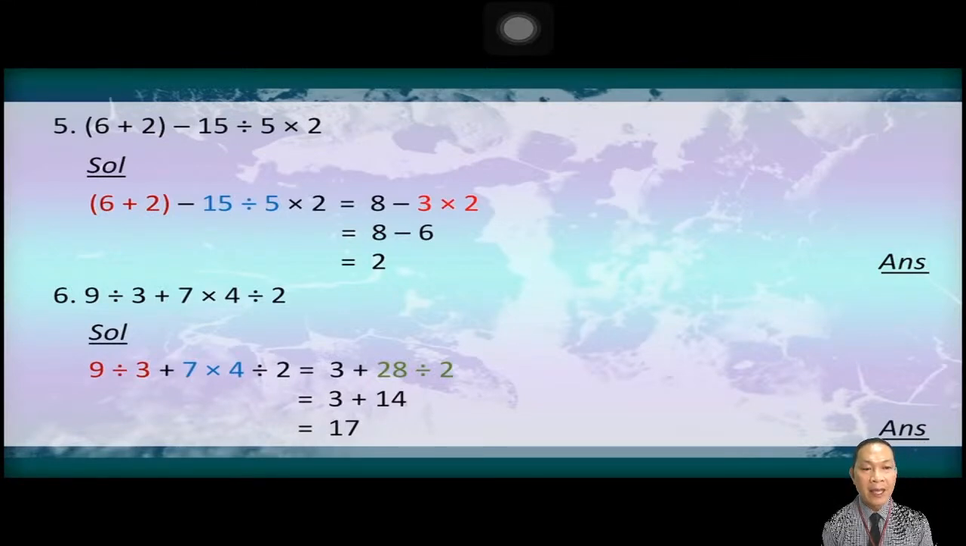Number 6 example. 9 divided by 3 plus 7 times 4 divided by 2. So first, we divide 9 and 3, and then multiply 7 and 4. So 9 divided by 3 is 3. 7 times 4 is 28. So our new mathematical sentence is 3 plus 28 divided by 2. Then copy 3, and divide first 28 and 2 before adding. So copy 3, 28 divided by 2 is 14. Combining 3 and 14, the answer or the result is 17.